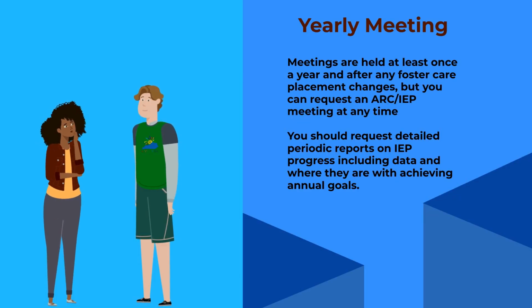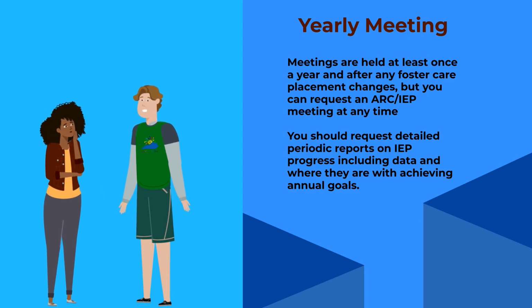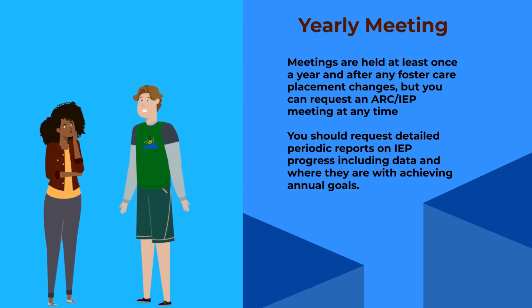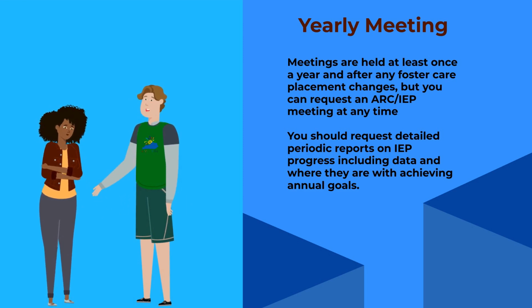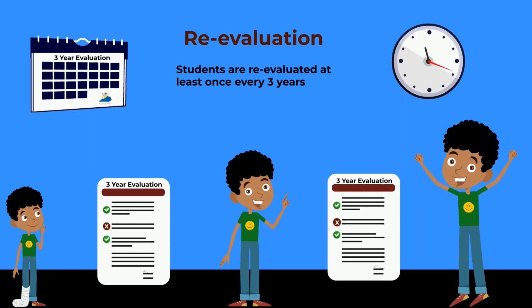Meetings are held at least once a year and after any foster care placement changes, but you can request an ARC IEP meeting at any time. You should request detailed, periodic reports on IEP progress, including data and where they are with achieving annual goals. Reevaluation. Students are reevaluated at least once every 3 years.